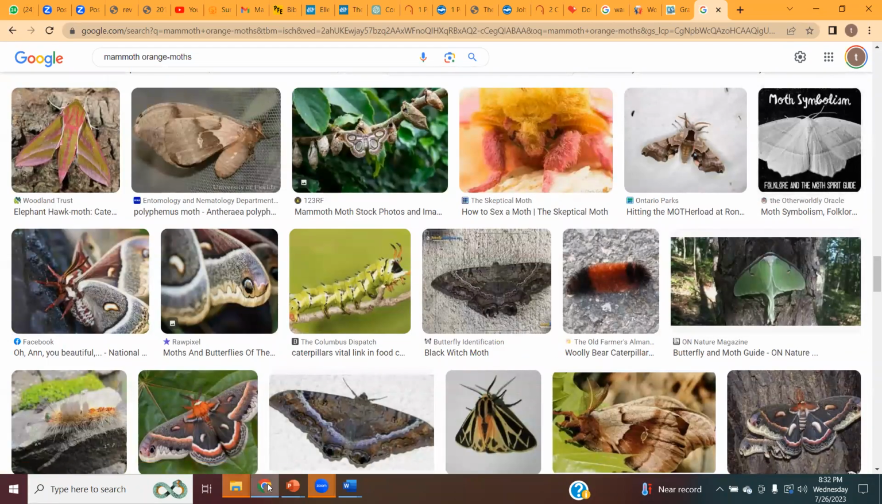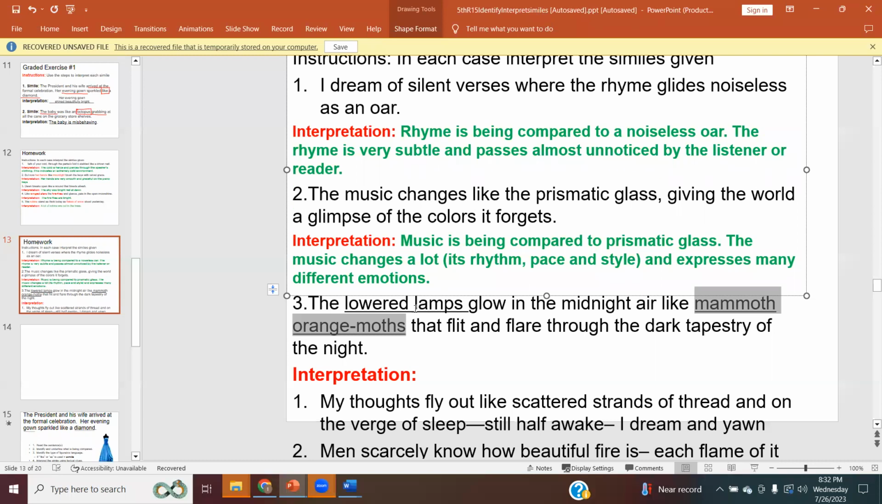Good. So that's what a mammoth moth is. So it says, the lowered lamps glow in the midnight air like mammoth orange moths that flit and flare through the dark tapestry of the night. This one is pretty straightforward. What is they trying to say? What is bright? The lamps. Okay, what happened to the lamps? How can we describe the lamps? They are glowing very bright in the dark night. Okay, more than glowing.